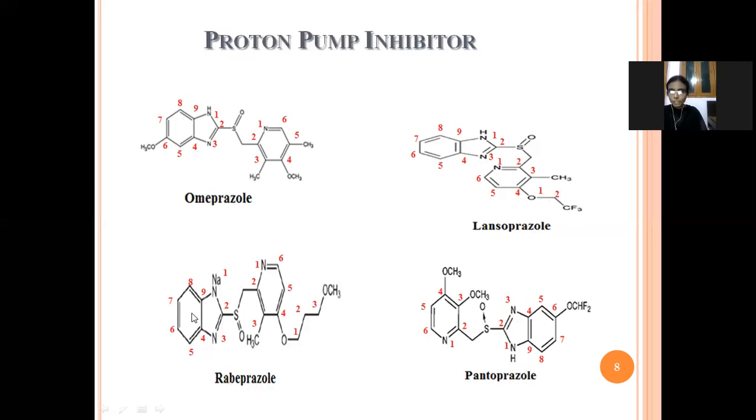If you see the structure here, this is the benzodiazole. See here 1,3 benzodiazole. In second position sulfonyl, here methyl, and this is the structure of the pyridine. For the pyridine in the third position methyl group is there, and in the fourth position see 3 carbon atoms means propane, and here oxygen is there, so propoxy, and here CH3OH is the methoxy group.